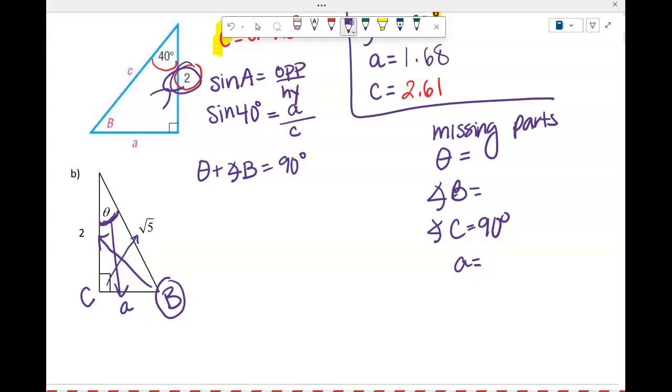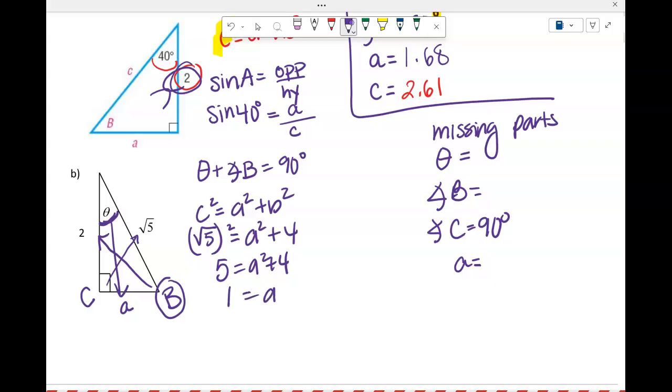But because two sides are given, I can use the Pythagorean theorem. C squared equals a squared plus b squared. C squared is going to be root 5 quantity squared, equals a squared, which is unknown, plus b squared. B is 2, so 2 squared is 4. So this is 5 equals a squared plus 4. Subtract 4 from both sides. 1 equals a squared. So guys, a equals 1. Okay, so a is 1 unit.